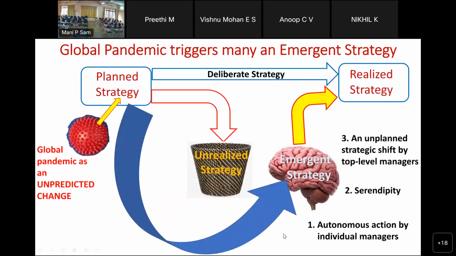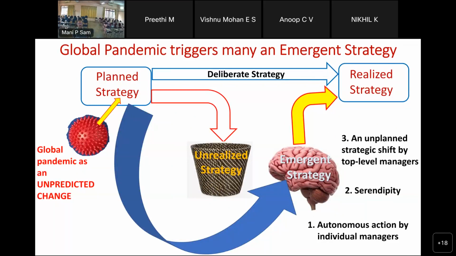But what happened during the pandemic? All of you know that during the pandemic, we had a major problem with all what we were doing and what we were not doing, because the planned strategy was very badly affected by the global pandemic. I don't want to get into whether it was a black swan event or a predictable one, whatever it may be.